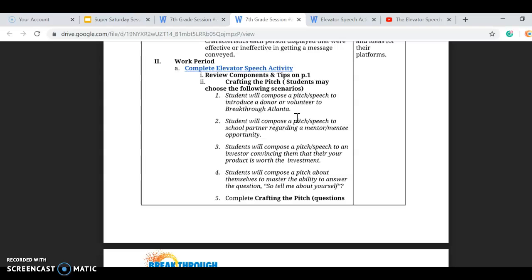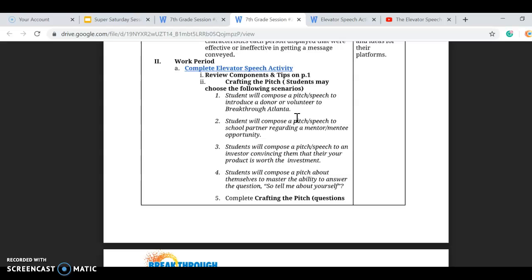In the next scenario, students will compose a pitch or speech to a school partner regarding a mentor/mentee opportunity. So maybe they know a school partner that they can request to gain a mentorship with, and how would they pitch this idea to them.